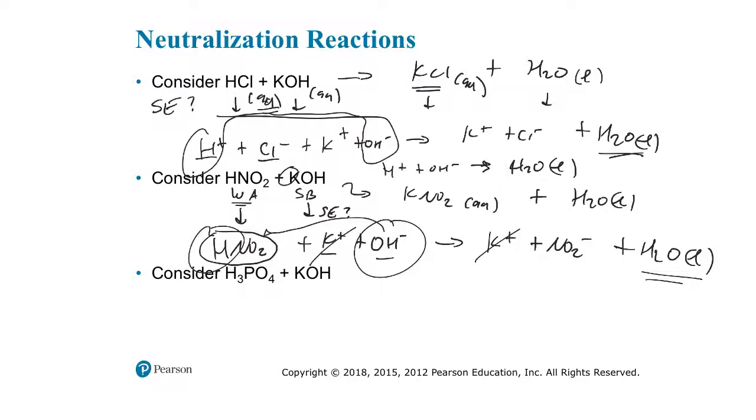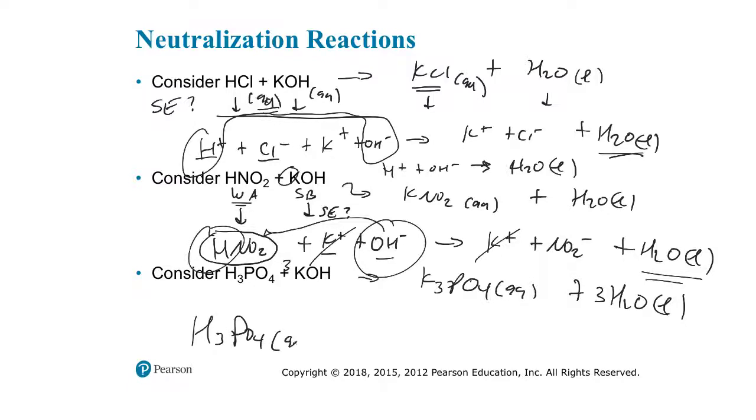And then for the last one, we did this one in class too, we're going to take 3 KOHs and form K3PO4 as our salt, plus H2O. We're going to get 3 of them. And then the idea here is that H3PO4, a weak electrolyte, remains intact.